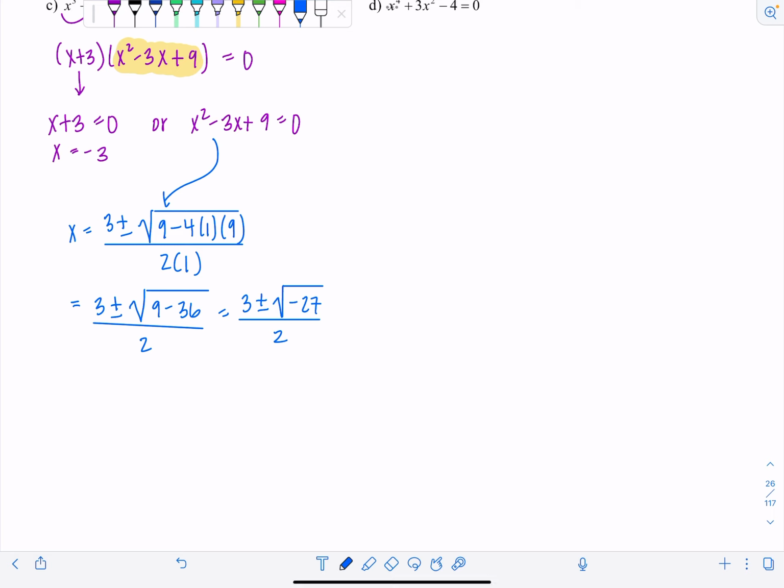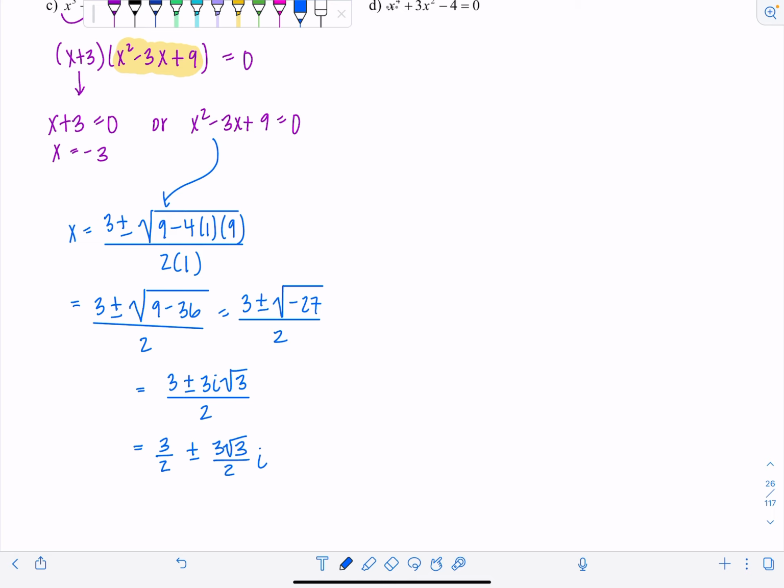Okay, so how would you normally simplify square root of 27? It's 9 times 3, right? So you would put 3 rad 3, but because this is negative, then you're going to have 3 plus or minus 3i rad 3 over 2. Ooh. Okay, I've been like a stickler on writing them in standard form. So it's 3 halves plus or minus 3 rad 3 over 2 i.